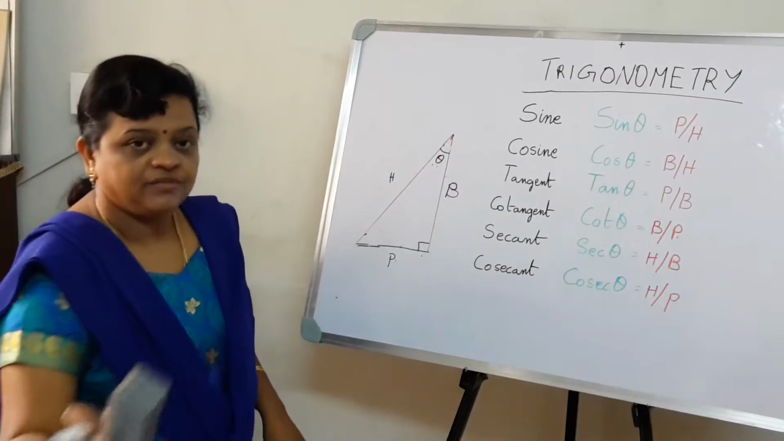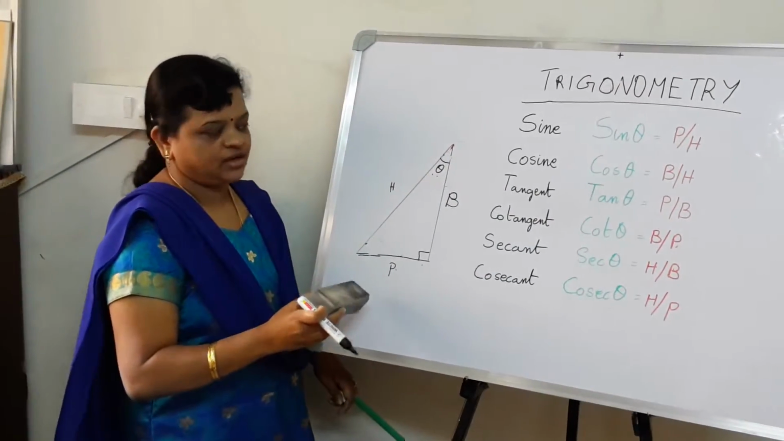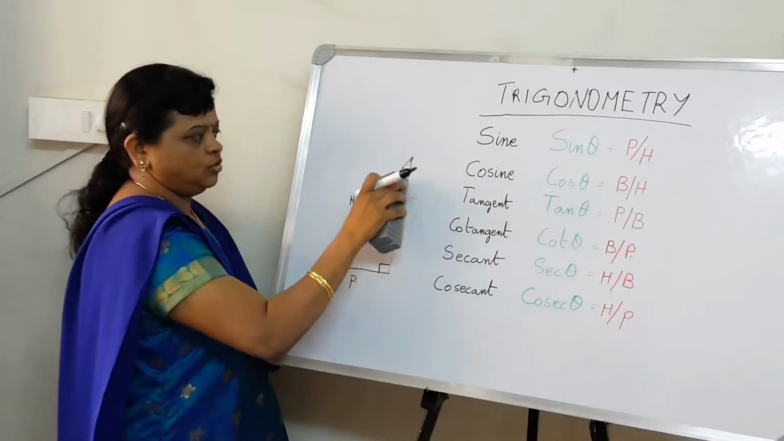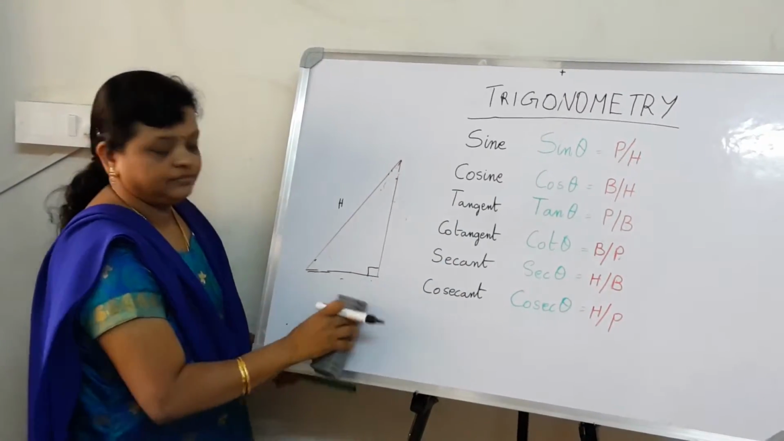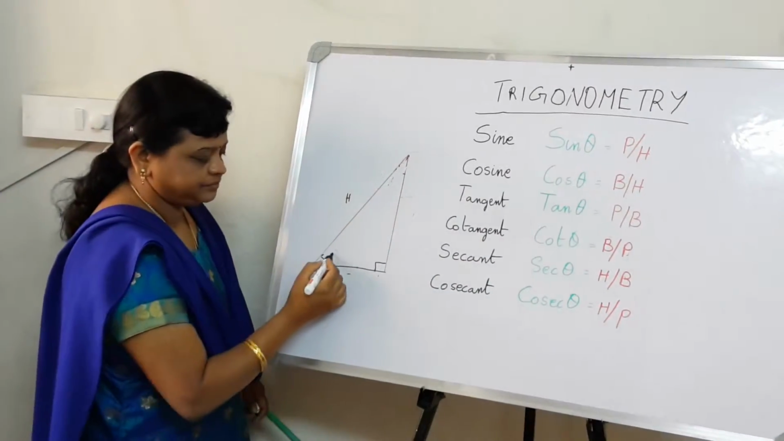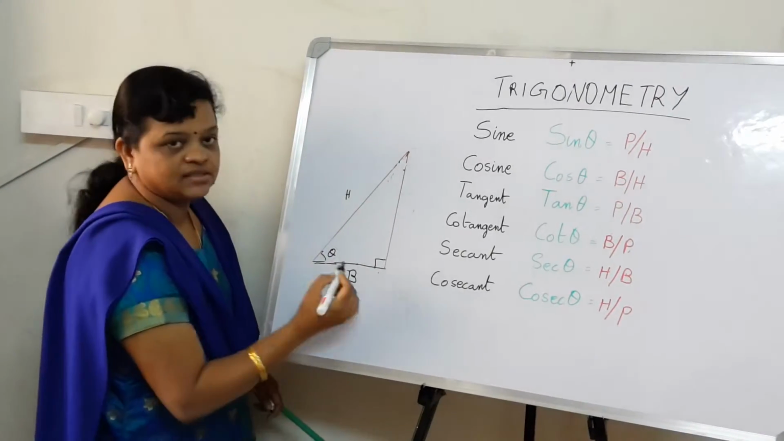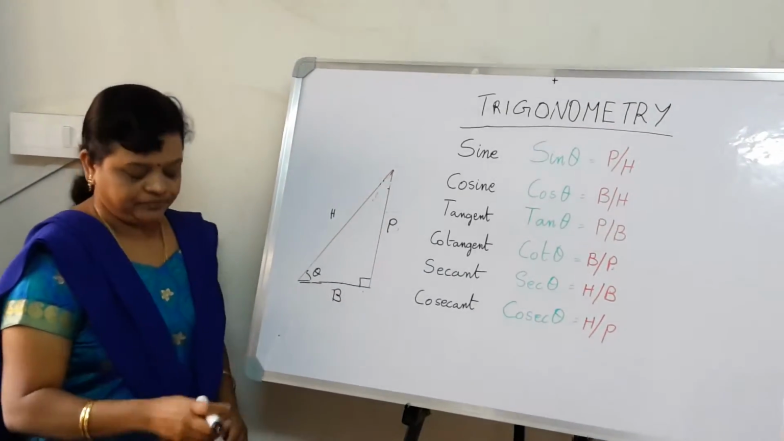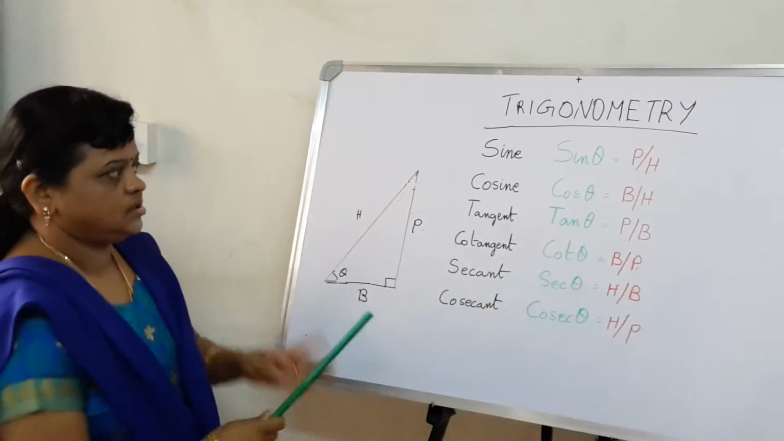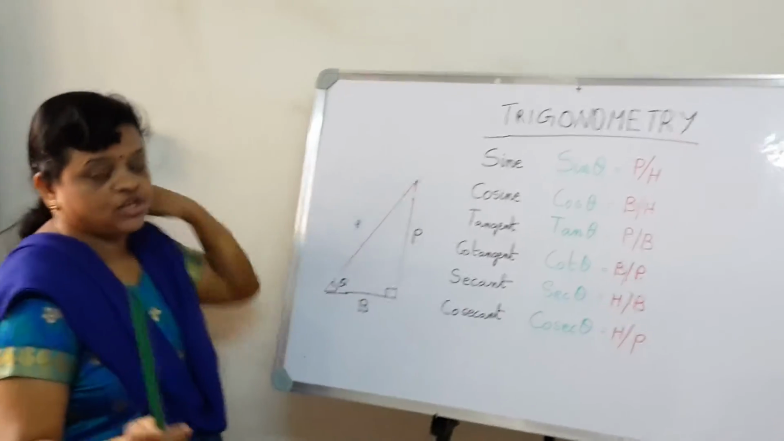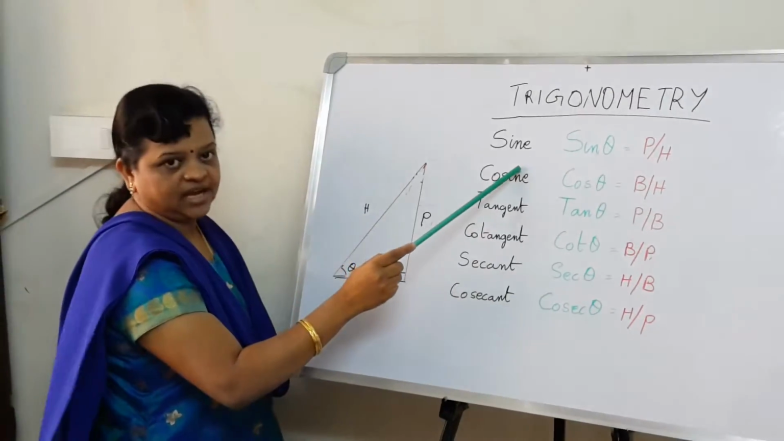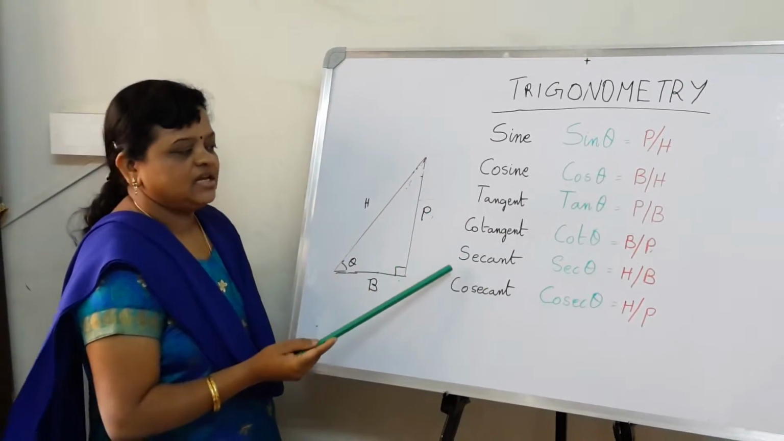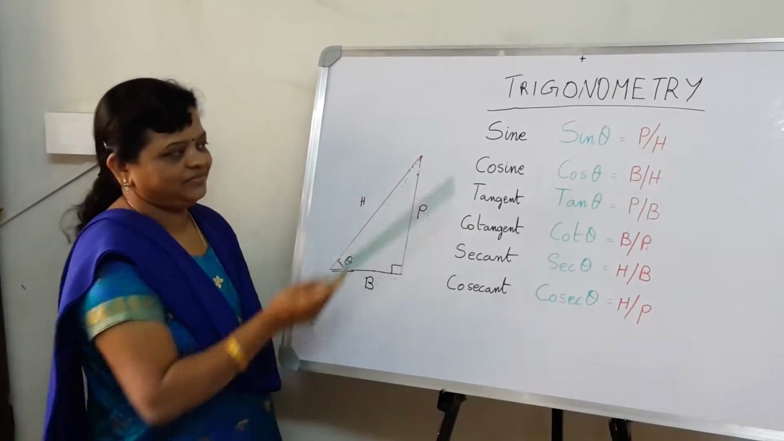Now for convenience sake, I am going to go back to the original figure so it will be easier for you to understand the rest of the facts that I am going to explain. So let the given angle be theta, which is here. So obviously this is my base and this becomes my perpendicular. All this while the hypotenuse remains the same. Now coming back to trigonometry, the trigonometrical ratios that I just mentioned are called sine, cosine, tangent, cotangent, secant, cosecant. You can see it here.